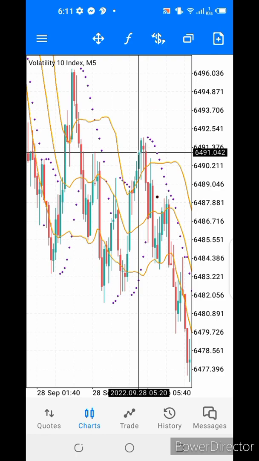Your lot size rather should be in tandem with your equity. Your lot size should not be bigger than what? Than your equity, your capital. So once you are pulling a trade, you already know what your loss is going to be.